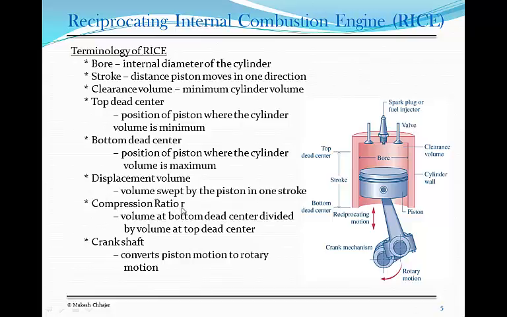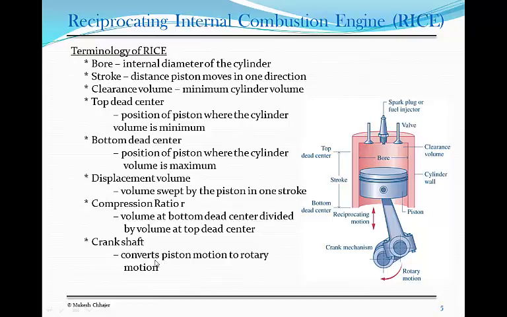The compression ratio R would be the volume at the bottom dead center divided by the volume at the top dead center. So the volume of the cylinder when the piston is right at the bottom here, so that will be this entire volume, divided by the volume of this top clearance, or clearance volume, which would be when the piston is right at the top, right there. So the volume would be only this much. So you can see that this ratio is always going to be more than 1.